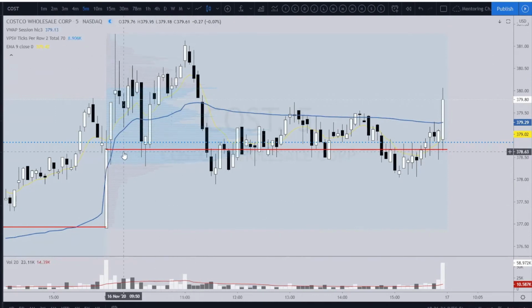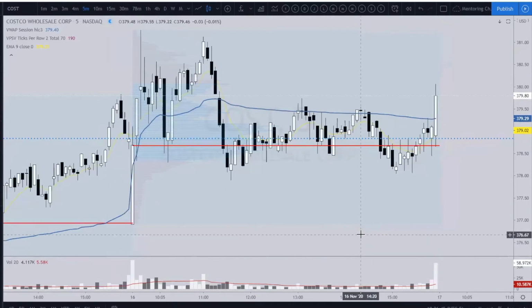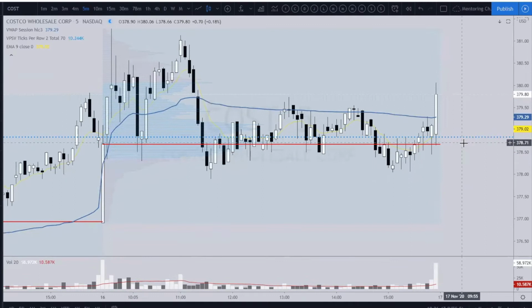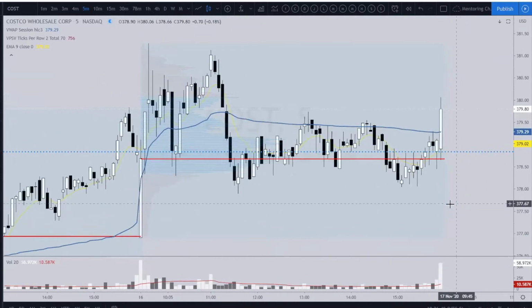And as I mentioned before, the point of control is the area where the most transactions occur. That's the price that was the most favorable price during this session. And so now that we've established that and the difference, I'll show you how I use it.